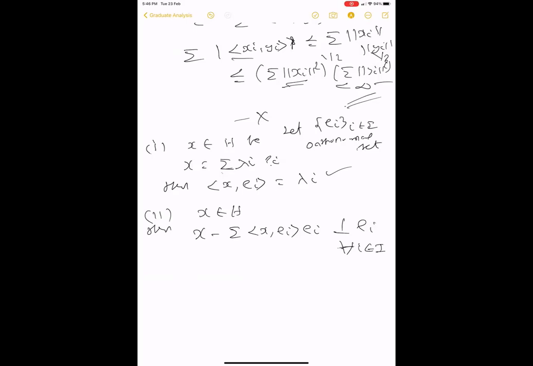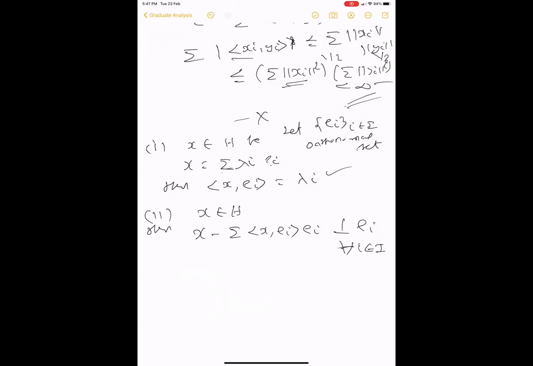I don't know what happened to my pen. One second. Now I think it writes well. Okay. Yeah.